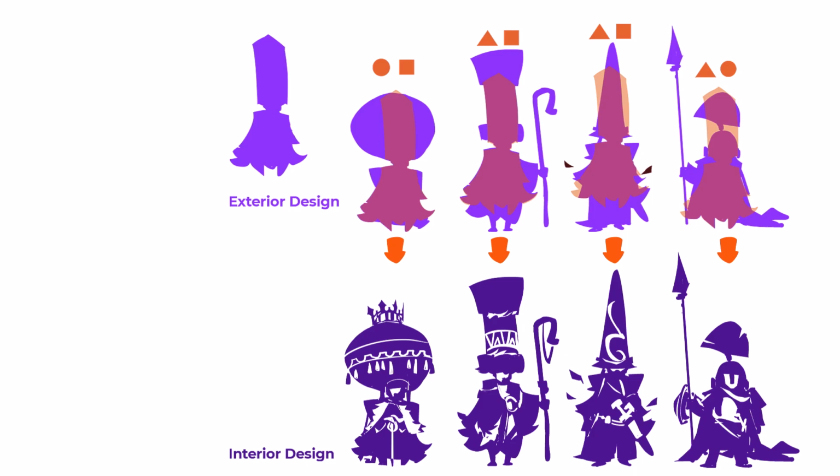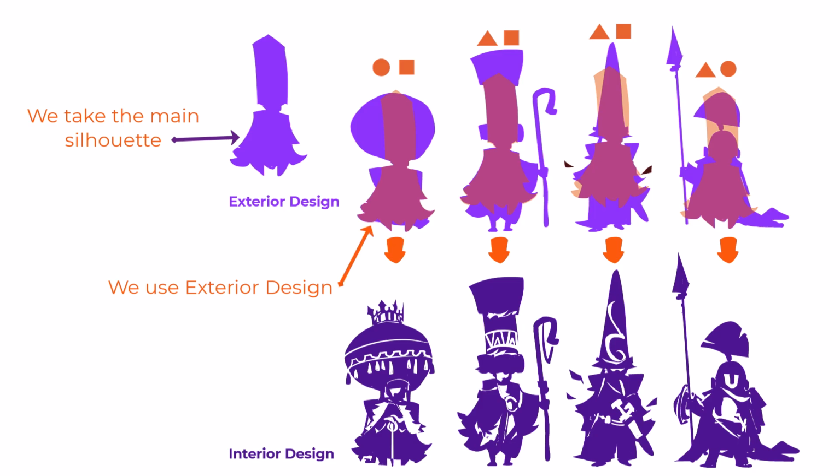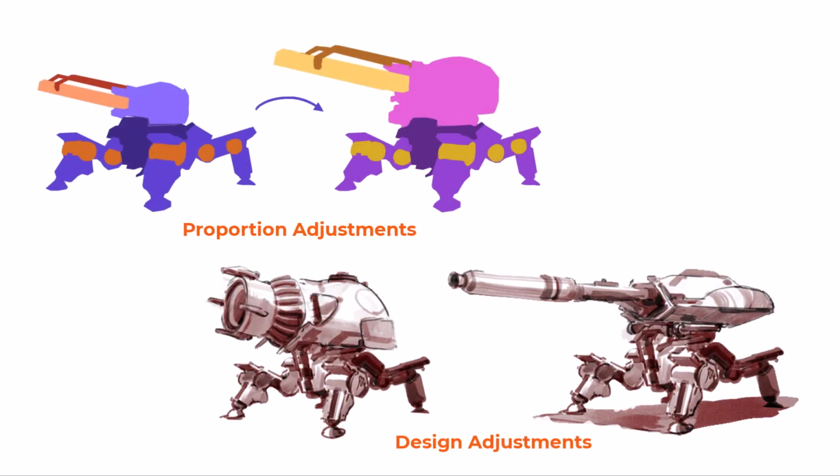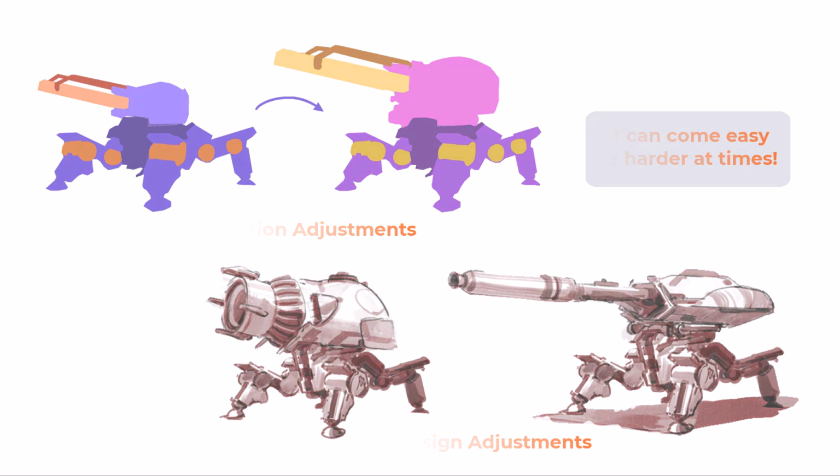From start to end, we see a clear development of our shape language process. We take the main silhouette, we use exterior design, and then interior design process to get a clear result. Going a bit further in the process, we start doing adjustments, either proportion adjustments or design adjustments. Depending on your design understanding, adjustments can come easy or a bit harder at times.